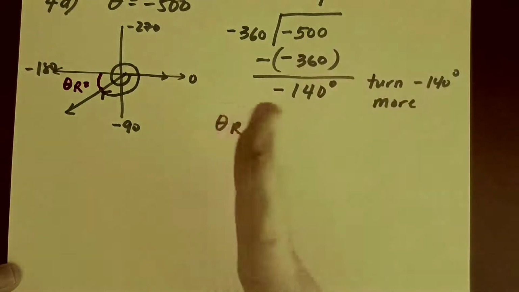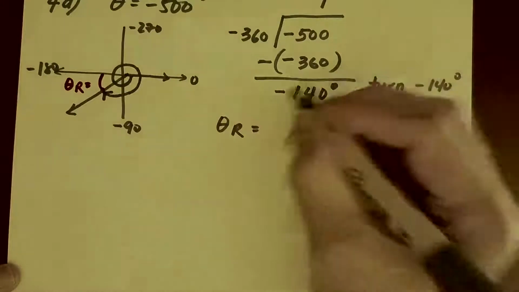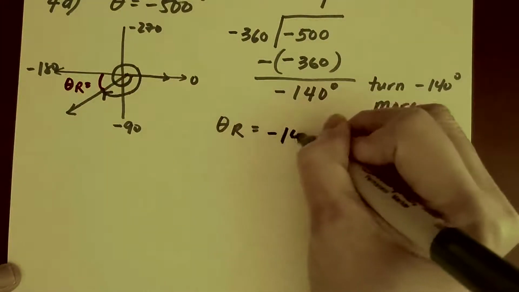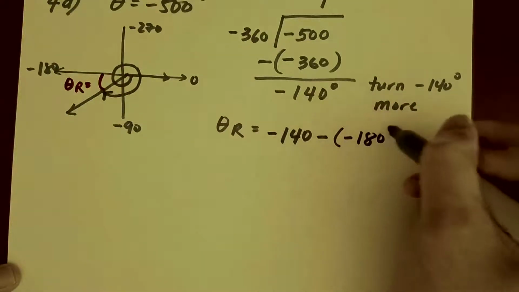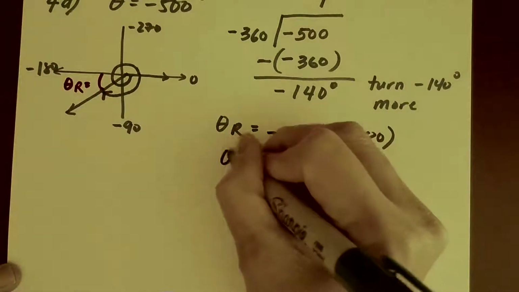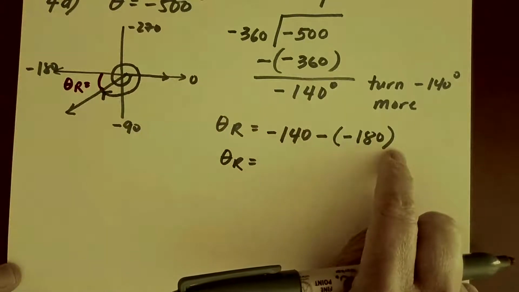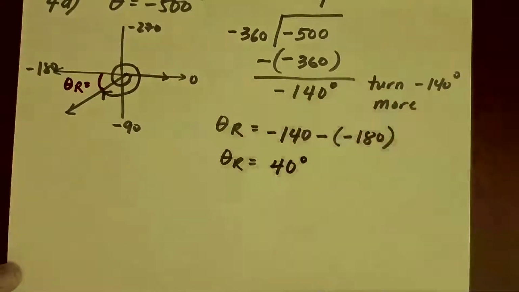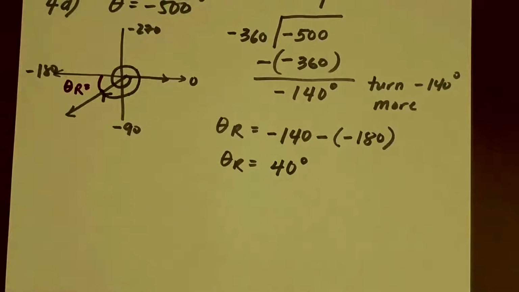I go from the large angle to the smaller angle, subtracting them. So it's going to be negative 140 minus negative 180 degrees, because this is my negative 180. So theta r, negative minus negative, is going to give us a positive 40 degrees. So this theta r right here is 40 degrees.